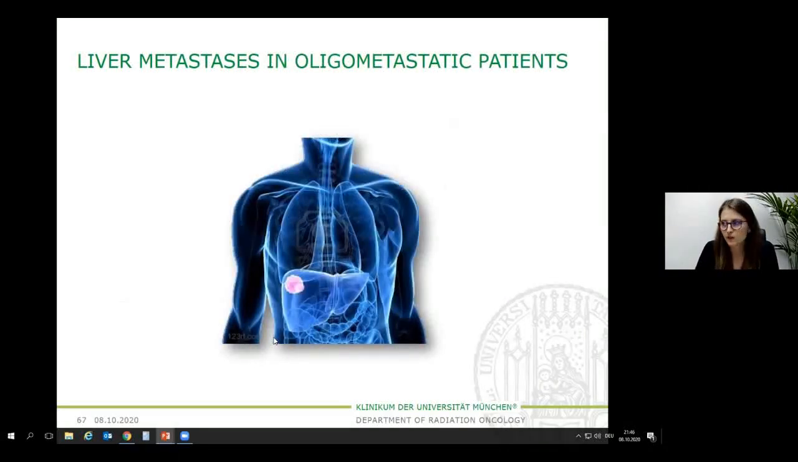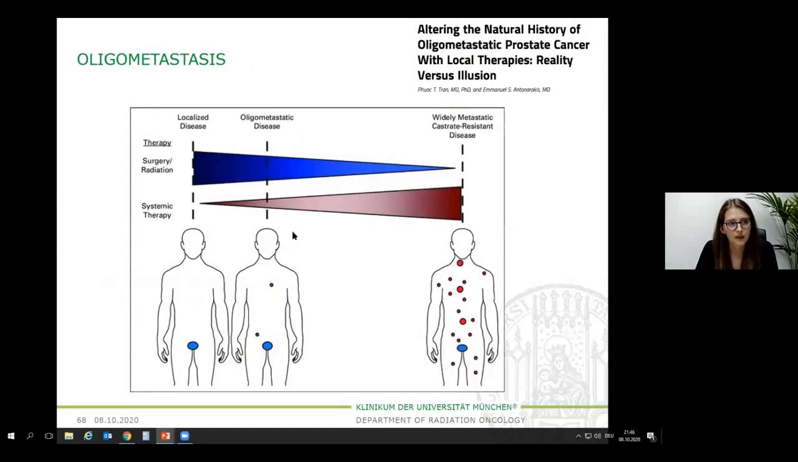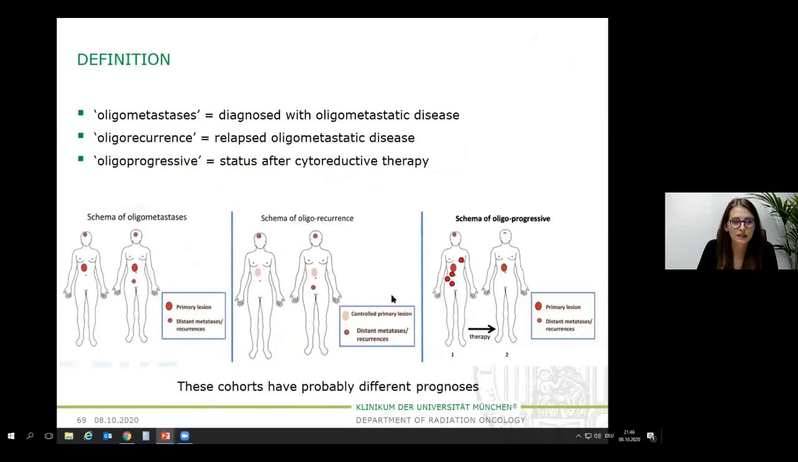That was the first part regarding the hepatocellular carcinoma. Now I will briefly also talk about oligometastasis. We want to treat the patients who are oligometastatic, which means they have only a few metastases and are not a disseminated metastasis. There are different definitions.